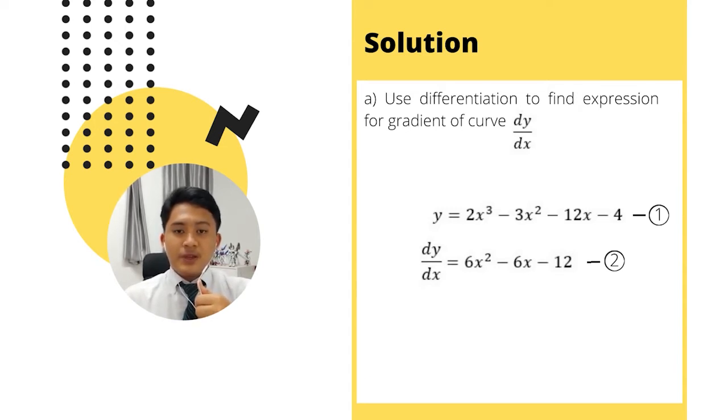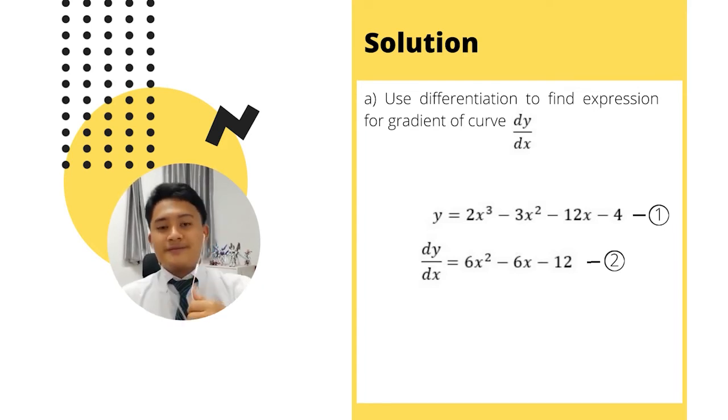So firstly, to answer this, we must first find what the equation is. And the equation given to us is y equals 2x cubed minus 3x squared minus 12x plus 4. And using differentiation, we will get dy per dx equals 6x squared minus 6x minus 12.